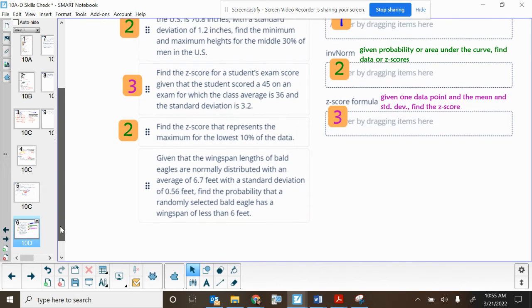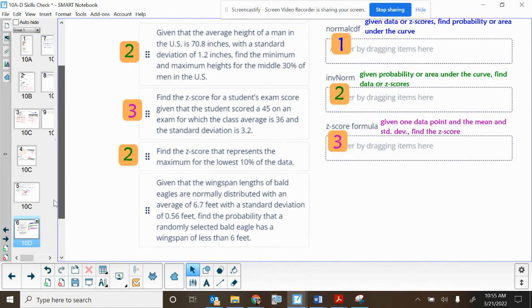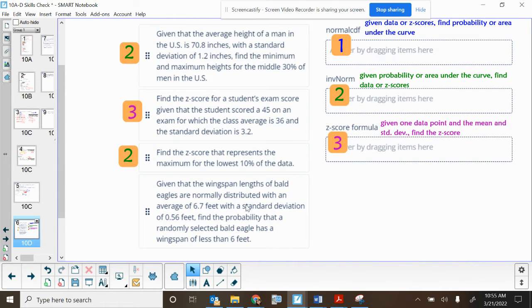And then the last one gives me a word problem and it gives me the mean and the standard deviation. And then it says find the probability that something is less than 6 feet. So that is going to be given data, z-scores, mean, standard deviation, find probability. So that is going to be just using normal CDF.